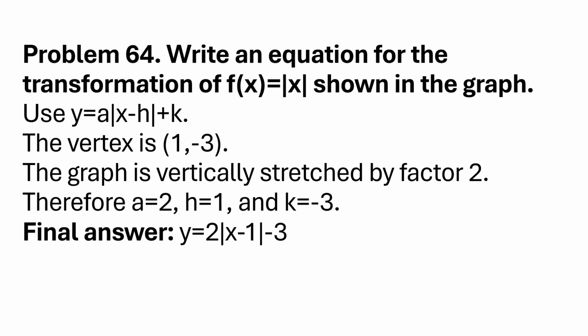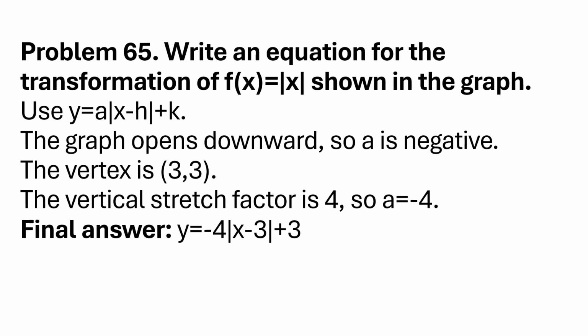Therefore, the equation is 2 times the absolute value of x minus 1 minus 3. We are asked to determine the equation of a transformed absolute value graph. The graph is reflected across the x-axis, stretched vertically by a factor of 4, shifted right 3 units, and shifted upward 3 units. The resulting equation is negative 4 times the absolute value of x minus 3 plus 3.